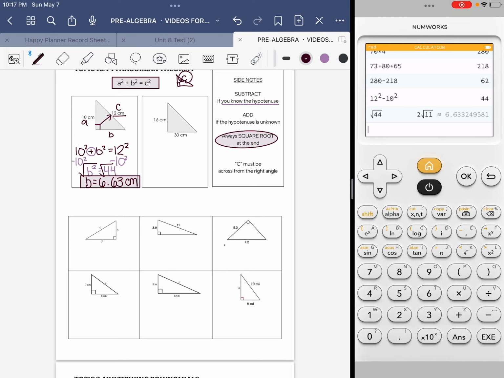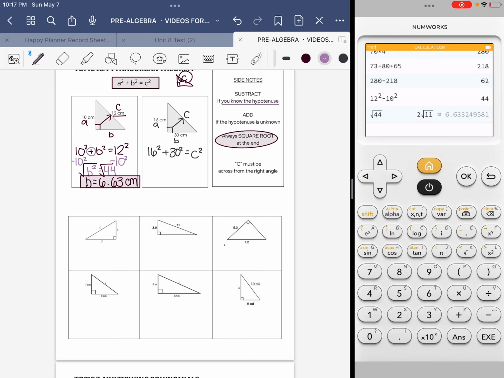The next problem, the hypotenuse across from the right angle is here. We don't know what that is, so that's C, which means we are going to end up adding them. Because this will be A, this will be B. So if I replace A with 16, so 16 squared plus B is 30, so 30 squared, equals C squared, because we don't know what C is. C squared is already by itself, so I don't have to subtract to the other side.